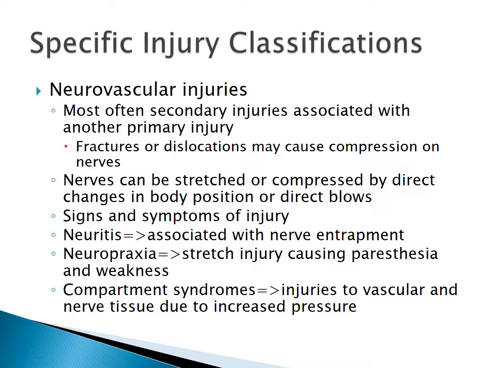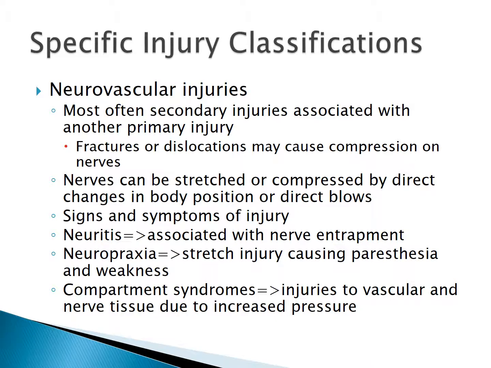Normal musculoskeletal function relies on input from sensory nerves to our central nervous system and output by our motor nerves to the periphery. This constant flow of information controls our ability to perceive pain, have motor reactions, maintain smooth motor movements, and have awareness of our surroundings. Within the context of athletic injuries, nerve injuries are most often secondary injuries associated with another primary injury. Fractures or dislocations may cause compression to nerves when bones are forced into improper positions.